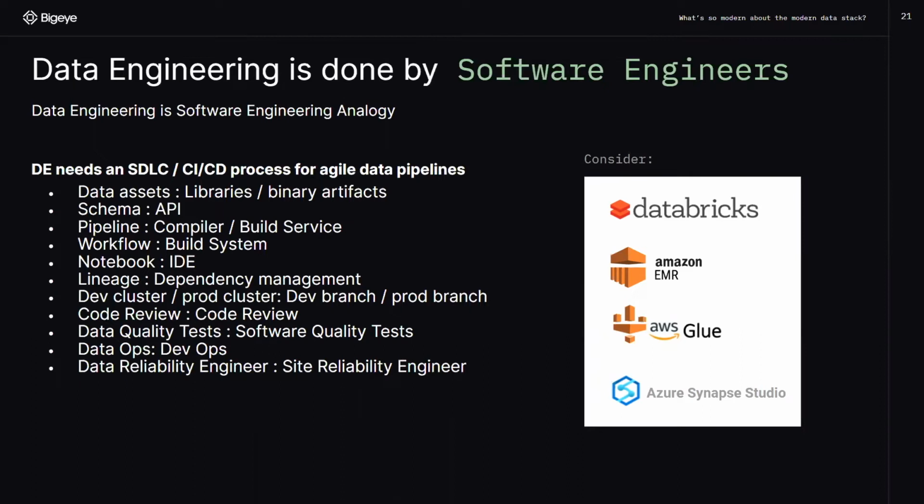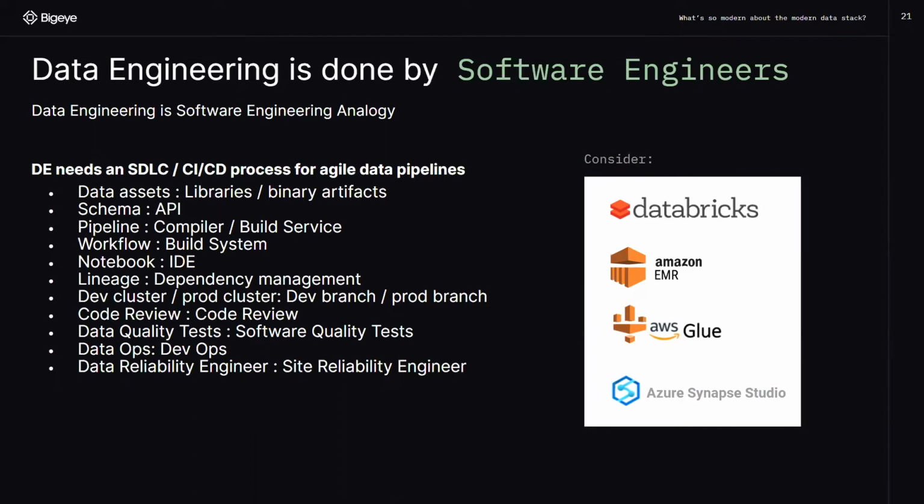A data asset or a data set is like a library or a service that's out there. A schema of a database or a schema of a table is like an API, a REST API or a GraphQL API. Your build system and your compilers are sort of like your pipelines and your workflows. Lineage is essentially the same thing as dependency management. This service depends on this service, or this library depends on that library. This data set depended on this other data set.